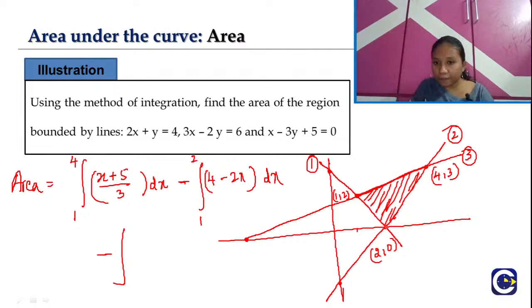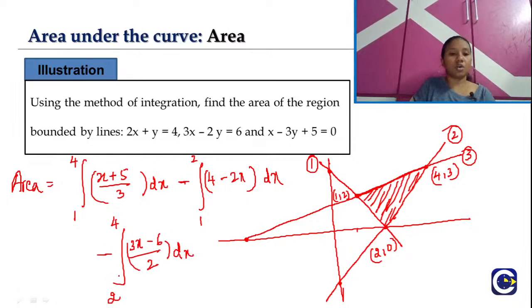It is varying from x = 2 to 4. So the limits are from x = 2 to 4 here, and this is our line 2. So in terms of x, this should be (3x minus 6) divided by 2 dx. By simplifying this entire integration, you will end up getting the required area bounded by the given 3 lines.